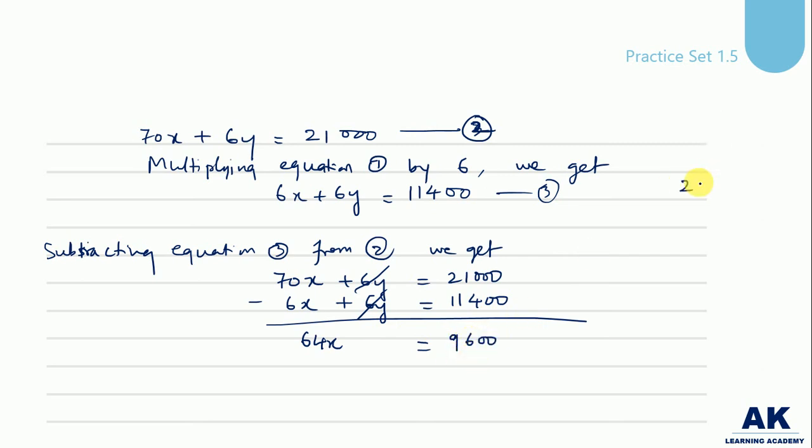Let's subtract this 21,000 minus 11,400. Okay, 0 and 0, 0, 0, 0, 0. So 10 minus 4, it is 6. So 21 becomes 20. 20 minus 11, it is 9. Therefore 9,600 is the subtraction. Okay, so x is equal to 9,600 upon 64, right?